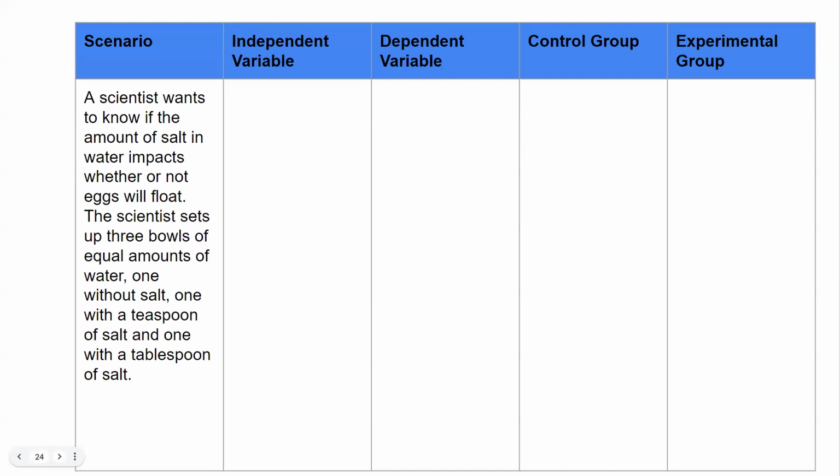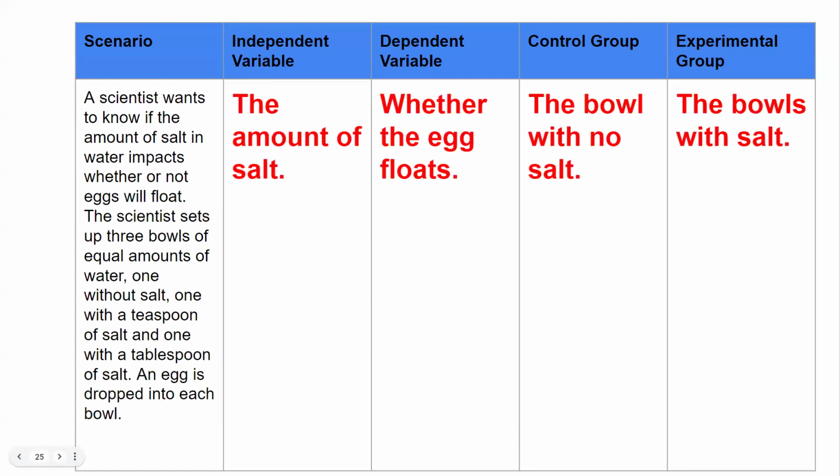Then I would ask my class, what's the independent variable? What's the dependent variable? I would have also introduced control group and experimental group. And I might show several examples like this. Then on the next slide, they might write down, on a whiteboard or whatever method, a Jamboard, that the amount of salt is independent, and what the scientist watches for, the dependent, would be whether the egg floats.